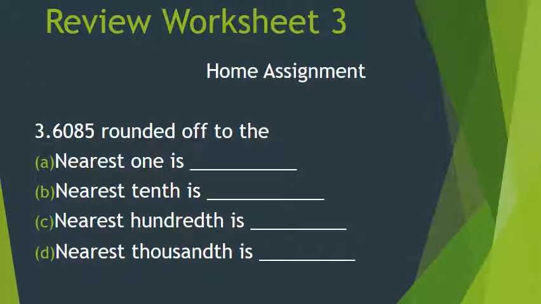Children, I hope you have understood all the sums related to rounding off of the whole number and the decimal number thoroughly. And now let's come to the home assignment. In home assignment, you have one question, which is 3.6085 rounded off to the nearest 1, to the nearest 10, to the nearest 100 and to the nearest 1000. So do this question on your own in your notebook in a very neat and clean handwriting.